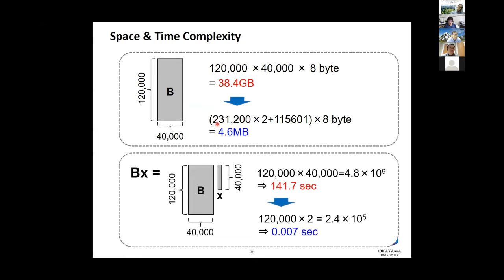And by using a CSR format, we can reduce the computation time. So for example, this matrix vector product takes about 142 seconds, but it takes about 0.007 seconds by using CSR format. Taking advantage of matrix sparsity, the runtime and the memory requirement of the GLasso become scalable.